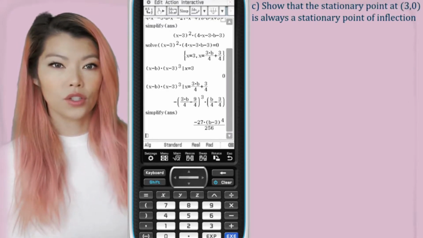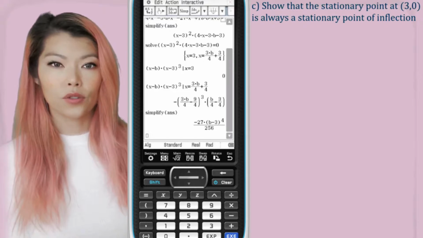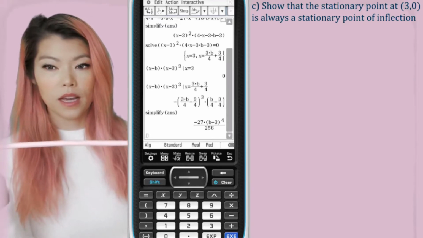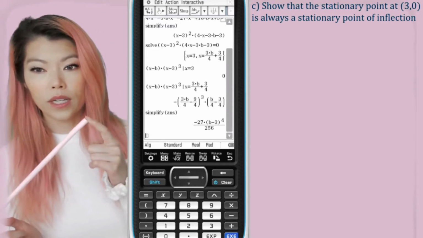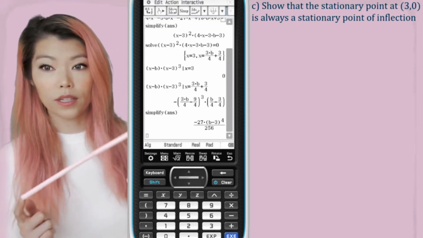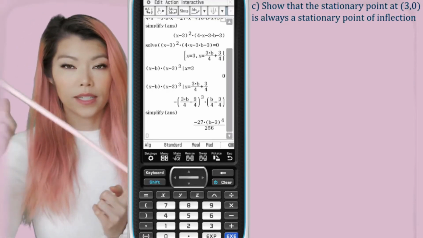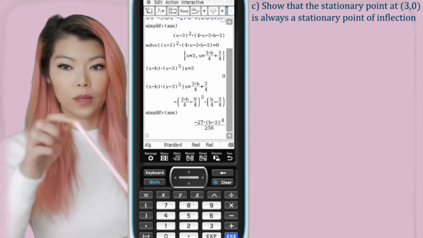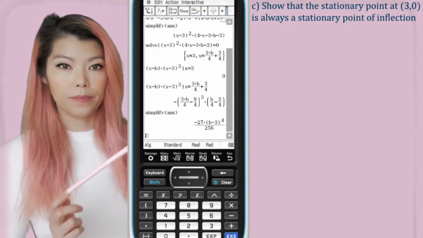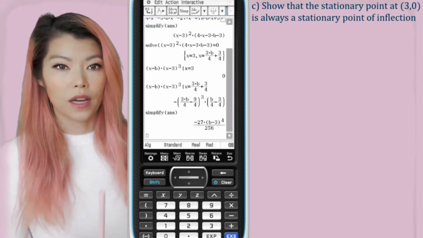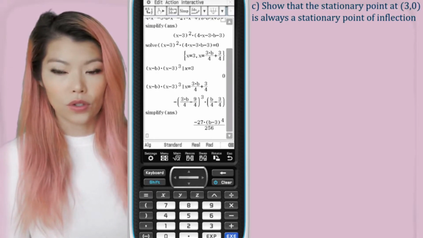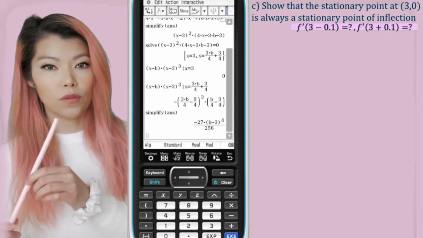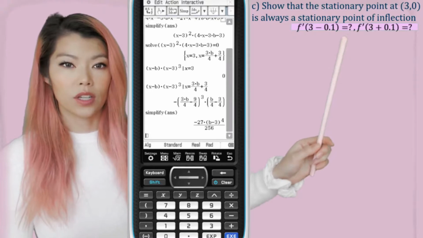Part C, show that the stationary point at (3, 0) is always a stationary point of inflection. What does that mean? Always a stationary point of inflection means that the gradient there is 0, but before it and after it the gradient is both positive, or before it and after it is both negative. If it is different, then it will be a maximum or a minimum. Now we have to go before and after 3. We're going to do plus and minus 0.1. So 3 minus 0.1 is just before it, and 3 plus 0.1 is just after 3.